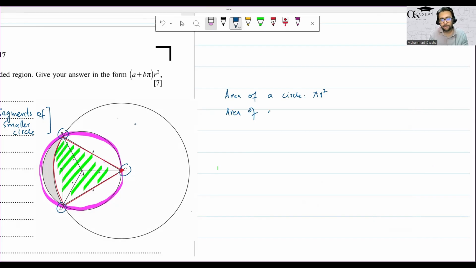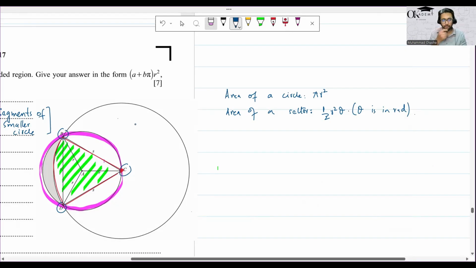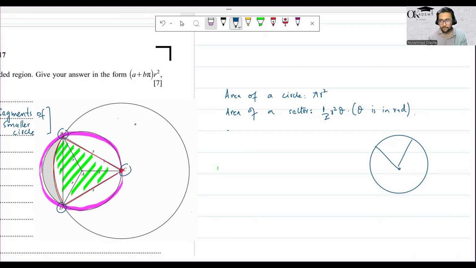Area of a sector is 1/2 r squared theta, where theta is in radians. You have to make sure that your theta is in radians. And segment is interesting. Take a look. Here's a circle, and here's a sector. If I cut the sector, I'll get the segment.